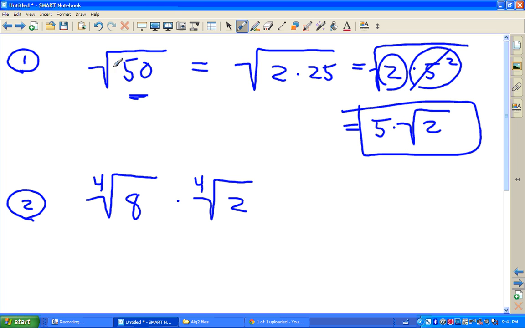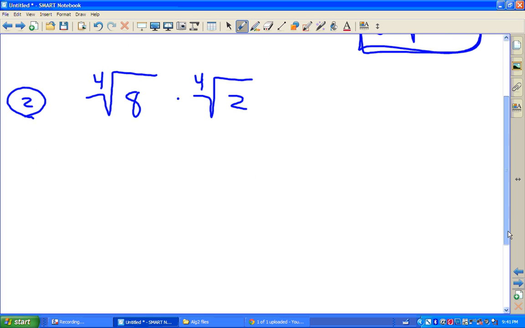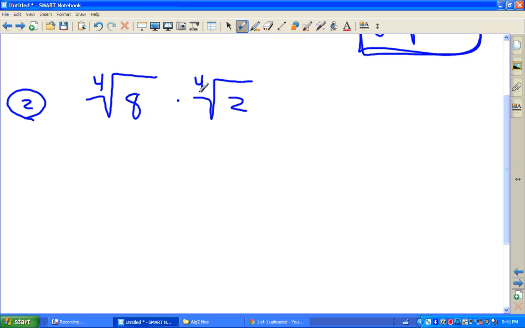And you get the same thing if you just punch in 50 and take the square root. But we want you to know how to manipulate these square roots and get them in terms with or without a calculator. Okay, next one down here, I have the fourth root of 8 and the fourth root of 2.